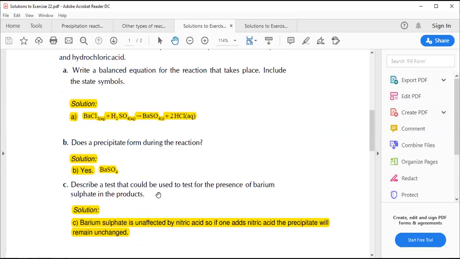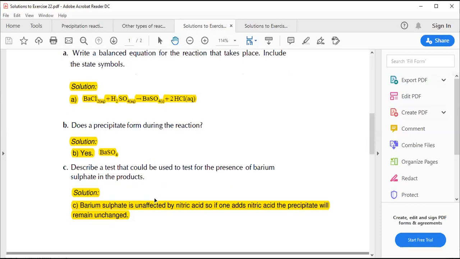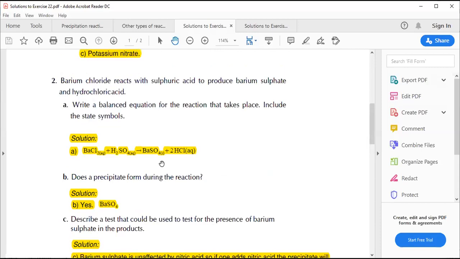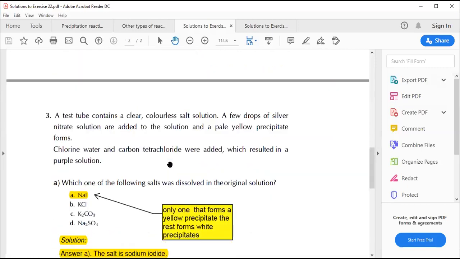Describe a test that could be used to test for the presence of barium sulfate in the product. Barium sulfate is unaffected by nitric acid. So if one adds nitric acid, the precipitate will remain unchanged. If you add concentrated nitric acid or dilute nitric acid into it, nothing happens to the precipitate. That confirms that there is barium sulfate. So that's your number 2. Move on to number 3.